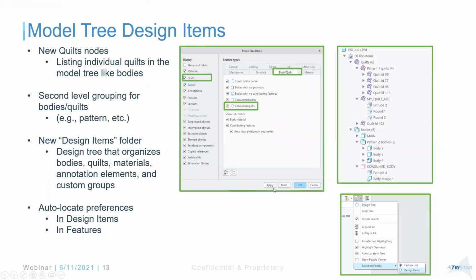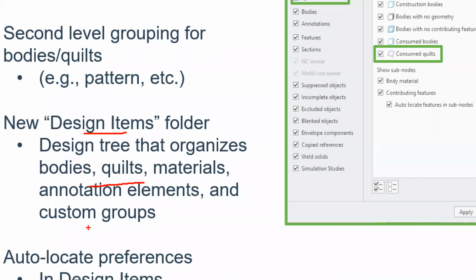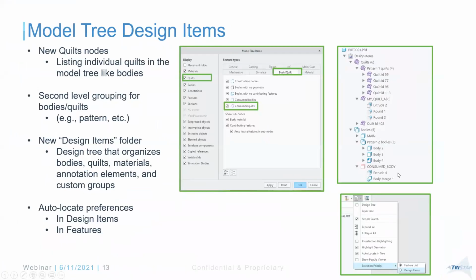You do have some model tree filters now that allow you to show, obviously, quilts and bodies like before, but on top of it, you can also create folders in there. You can also create your own little folders, or better, custom folders, I should say, right? It helps you organize components, I should say more bodies in a part, quilts, materials. This is not available in assembly mode. It's mainly in the part mode, obviously. So this is really huge, this new design items folder allowing you to organize these. I should show an example in here.